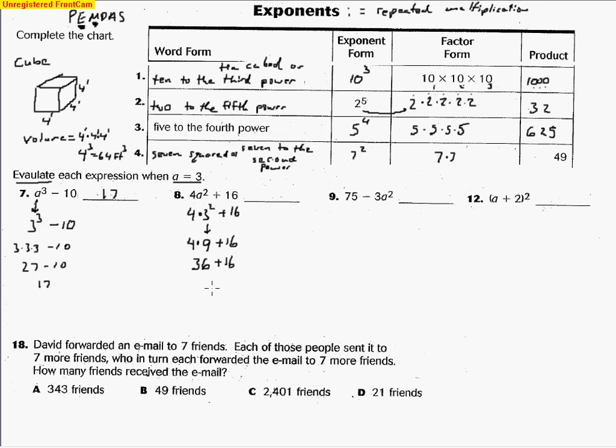6 and 6 gives me 12. Carry a 1. And then it's 1 and 3 make 4 plus 1 makes 5. 52. So there's my answer, 52. Let's check out this next one.